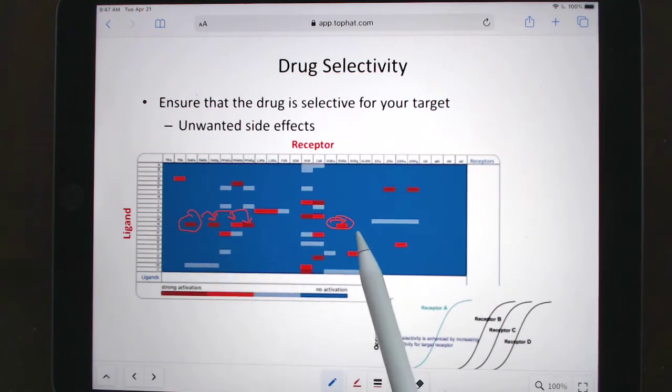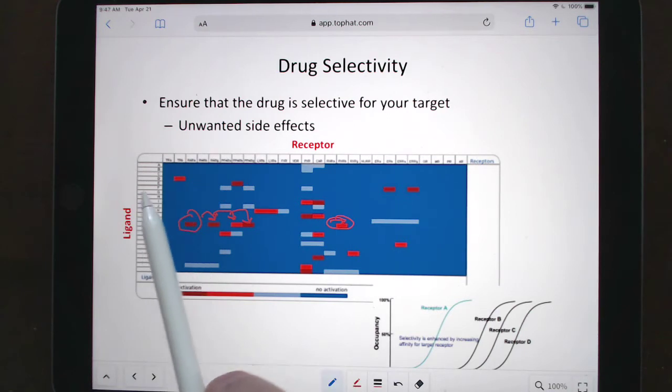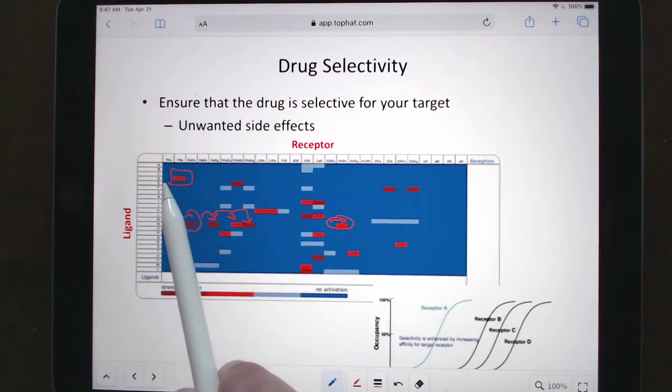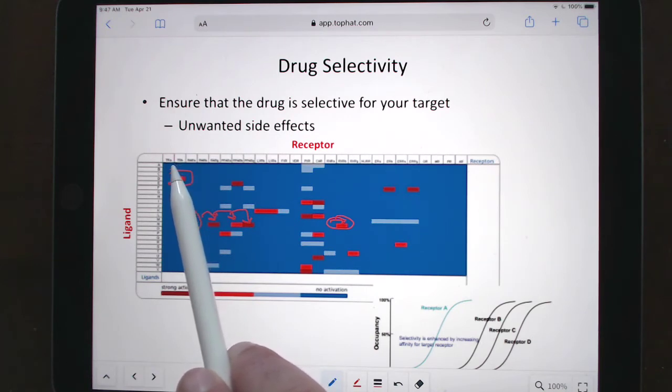And so you can have these off-target effects. This compound would not be very selective. But if you're looking at this one and you go across here, this compound D only inhibits that receptor. So that's going to be very specific.